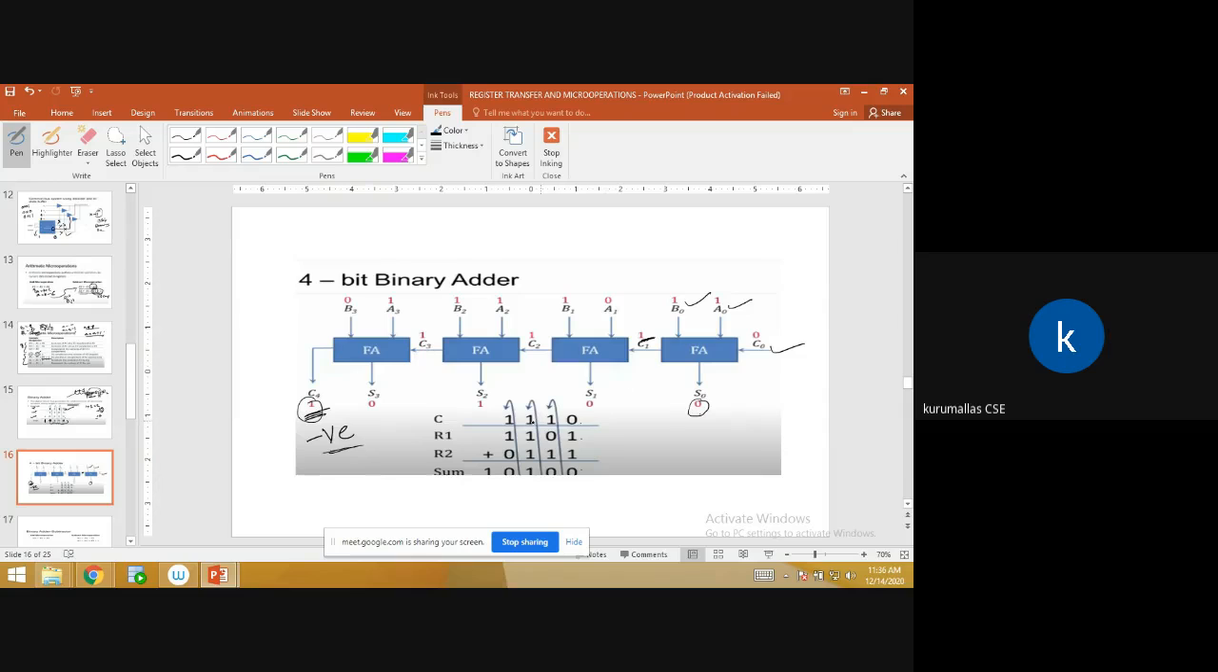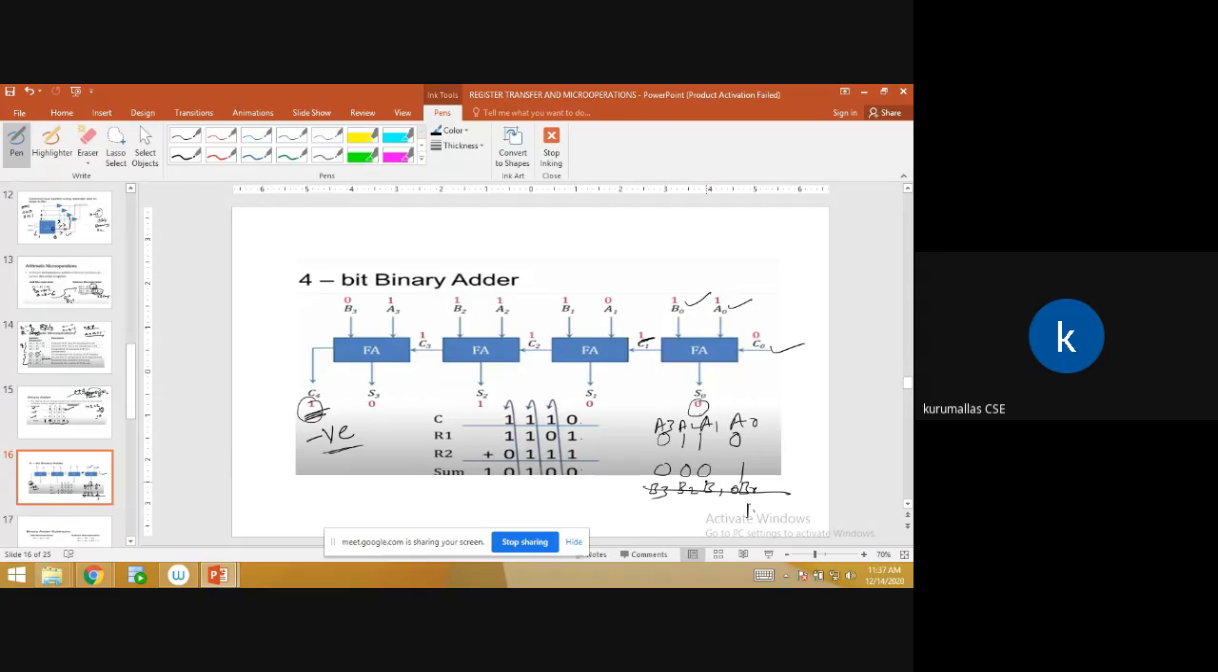See, for example, suppose we take 0 0 1 1 0 and 0 0 0 1. Let us consider this one. This is a naught, this is a1, this is a2, this is a3. And what about this one? B naught, b1, b2, b3. Then apply the 4-bit adder representation. 0 1, 0 1 means 1. What is the carry? 0. Here we can understand easily: 0 1, 0 1 represents 1. Okay, carry 0 is there.